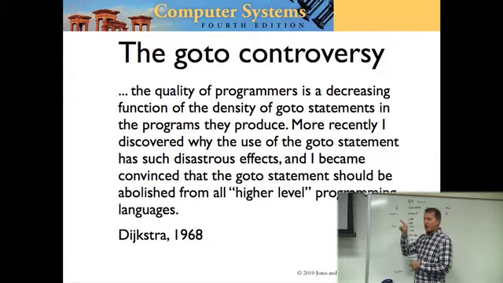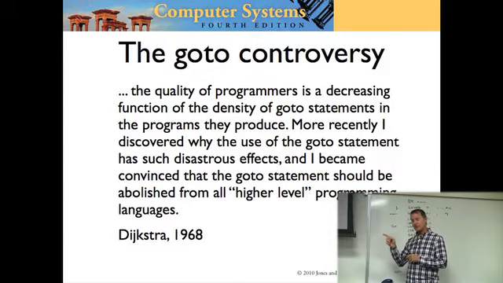Listen to this. What Bohm and Jacopini proved is that it was mathematically possible to write a program without a go-to statement. But what did Dijkstra say? Dijkstra said, two years later, not only is it possible, it's beneficial. He wrote a famous letter that set off a huge controversy. And he was so dogmatic about it, he said the go-to statement should be banished from all high-level languages.